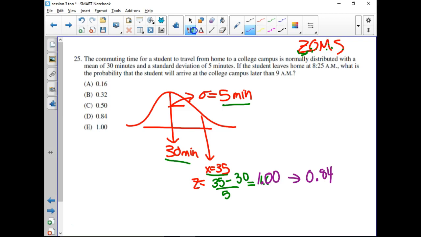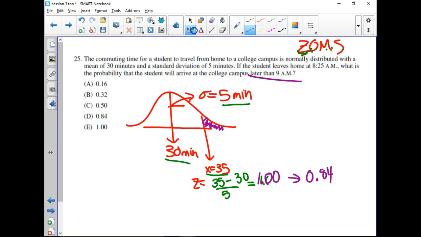It's 1 minus. And why is it 1 minus? Yeah, it's to the right. It's the campus later than 9 a.m. So that's this area here. And so that's where they're not trying to trick you there, but they're trying to separate who really is reading the question and who isn't.